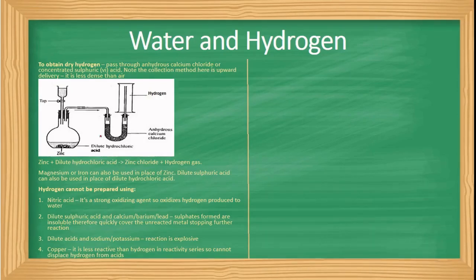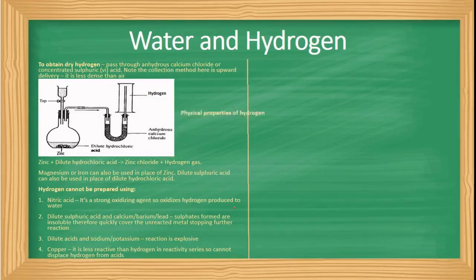Number 3, the dilute acids, sulfuric or hydrochloric, cannot be reacted with sodium or potassium. What I'm saying is that sodium and potassium cannot be used to replace zinc in this setup. This is because the reactions with sodium and potassium are normally very explosive. Number 4, copper cannot be used to produce hydrogen. This is because copper is lower than hydrogen in the reactivity series, and therefore it cannot displace hydrogen from the acids.